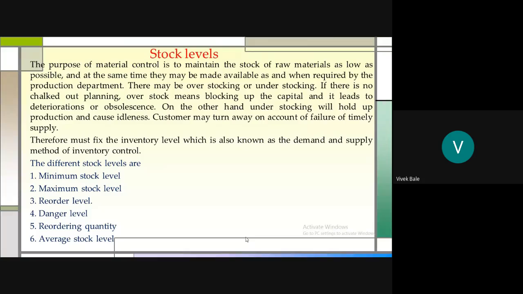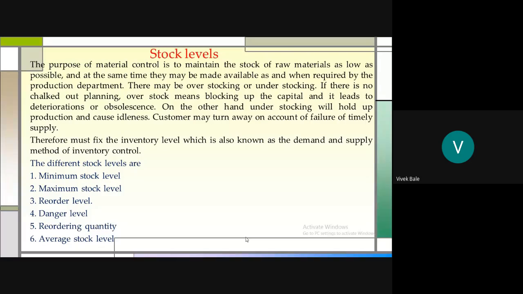Minimum stock level means in your company, whenever production is being carried out, at that time you should decide how much should be the minimum stock which is required for production, and that quantity of stock should be kept in the godown every time, so that production will be carried out without any interruption. Maximum stock level means this is the maximum stock you should hold in your company. More than that, it is not required. Maximum quantity of stock required in the company should be decided by the company before production is carried out.